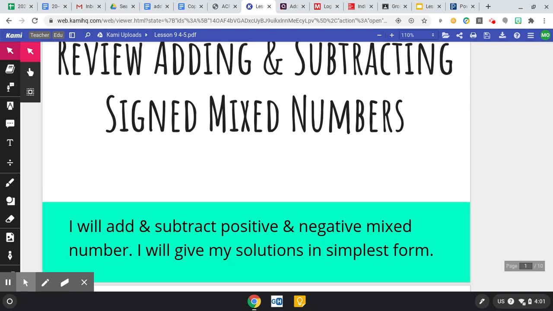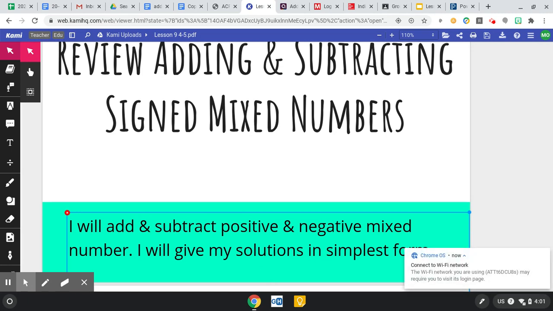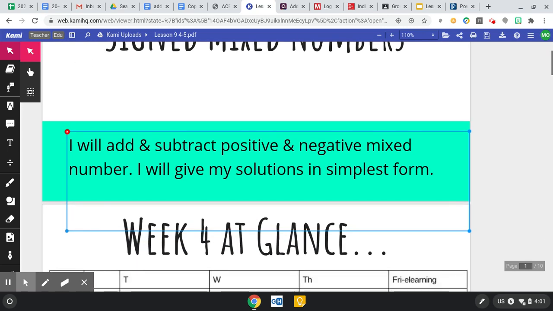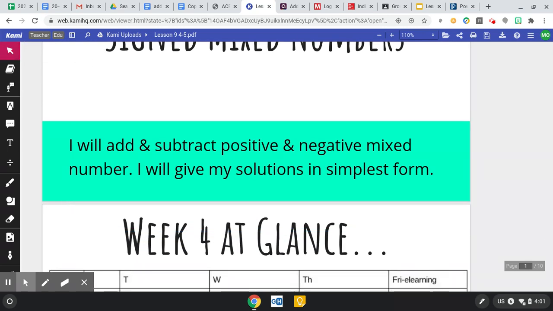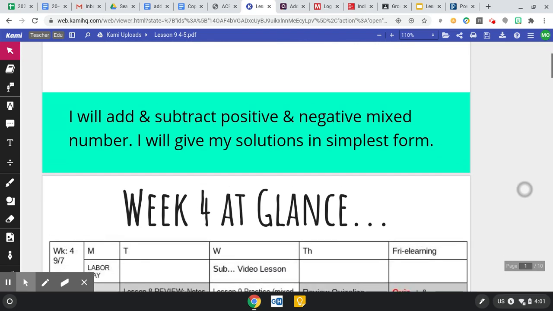Alrighty, today we are going to continue with our signed mixed numbers to review for this week's quiz. Our objective today is that I will add and subtract positive and negative mixed numbers. I will give my solutions in simplest form. Remember, we are 7th graders. We need to make sure we are reducing into simplest form.